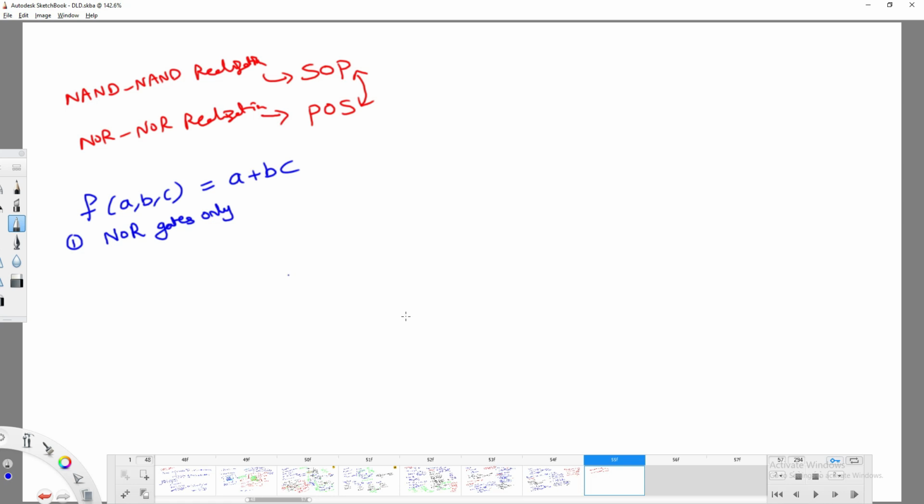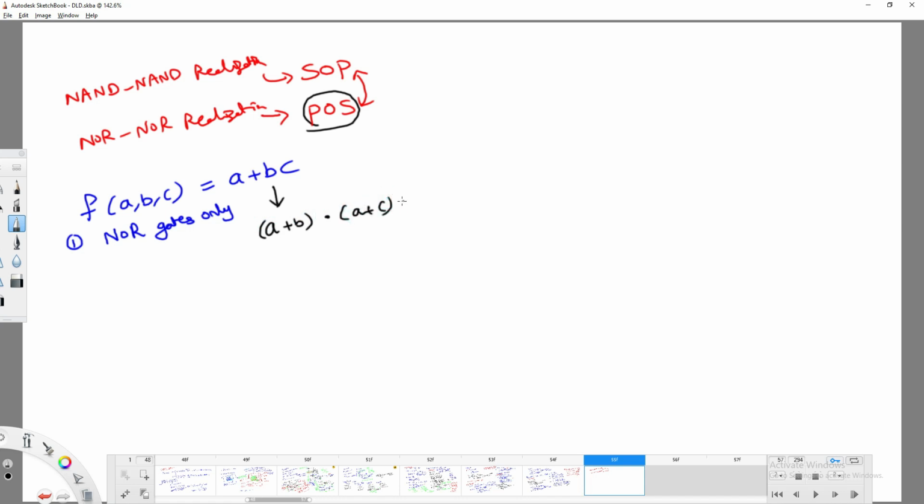Pure NOR gates only, right? So first and foremost, if they are asking for pure NOR gates, first you have to check whether the expression is in the form of product of sums or not. Guys, if you observe, does this look like a product of sums? So you can simply apply the distributive law again. If you convert a plus bc, you can write it as a plus b into a plus c.